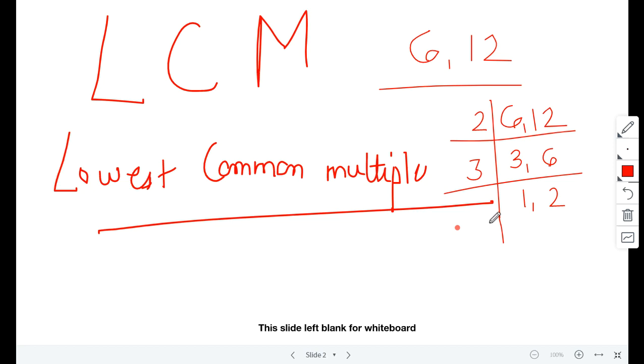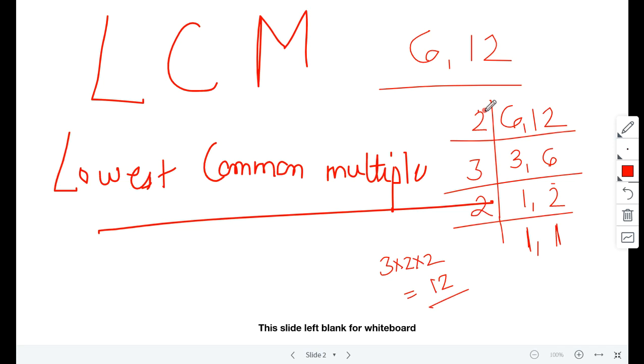Now since 1 and 2, there's no number that is common between 1 and 2. So let me take 2. I can't divide 1 by 2, so it remains 1. 2 divided by 2 is 1. I keep on doing this. Ultimately at the last I get 1 comma 1. And whatever the numbers here, I have to write them. That is 3 multiplied by 2 multiplied by 2 is equal to 12. So 12 is the LCM.